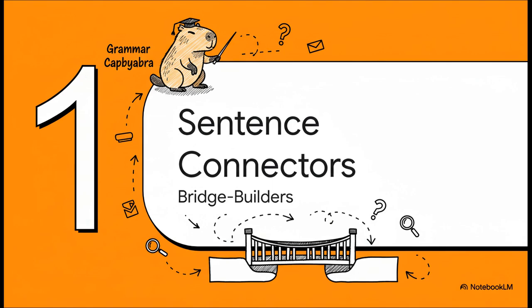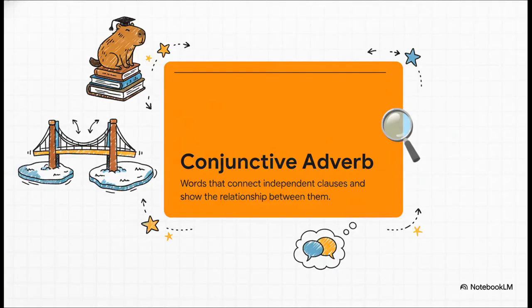All right, let's meet our sentence connectors. We're talking about a whole group of words whose entire job, literally their only job, is to connect your thoughts. Think of them as the expert bridge builders for your sentences. Okay, so here's the official name, conjunctive adverb. Sounds a little fancy, I know, but let's break it down. Conjunctive just means to join, and adverb means it adds some meaning.